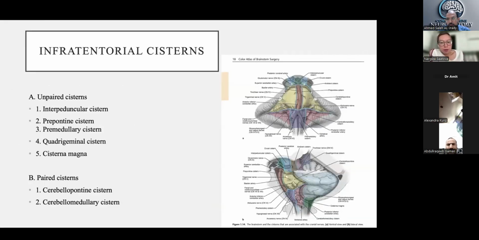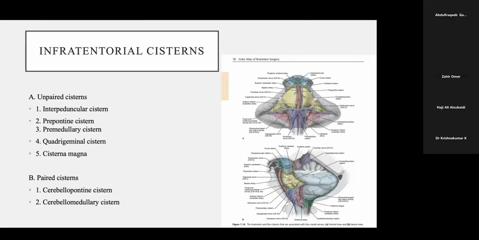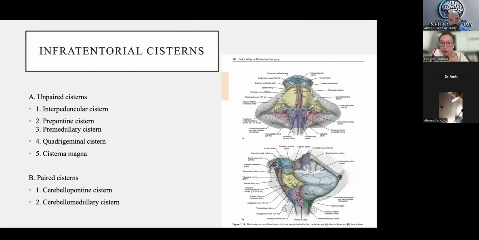Infratentorial cisterns are also important cisterns to release the CSF, to prevent brain edema. They are unpaired and paired. So unpaired cisterns are interpeduncular cistern, prepontine cistern, premedullary cistern, quadrigeminal cistern, and cisterna magna. And paired cisterns are CP angle cistern and cerebellomedullary cistern. So you can emphasize them from the color atlas of brainstem surgery.